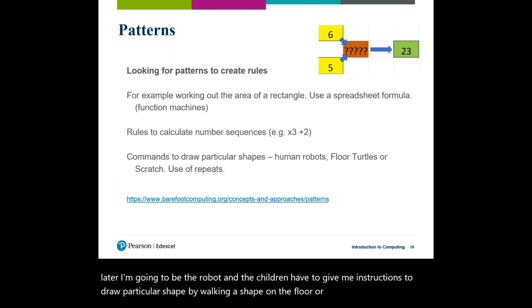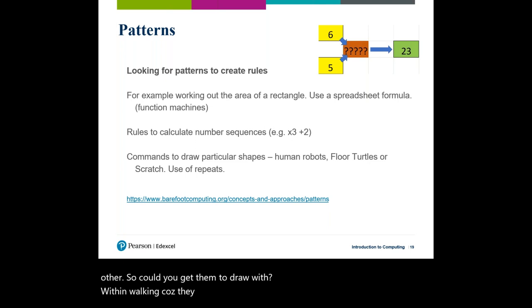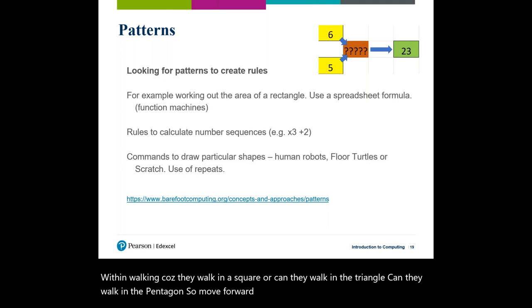So could you get them to draw with them walking? Could they walk in a square, or could they walk in a triangle? Could they walk in a pentagon? So yeah, move forward 1 pace, turn 90 degrees, move forward 1 pace, turn 90 degrees, and so on.